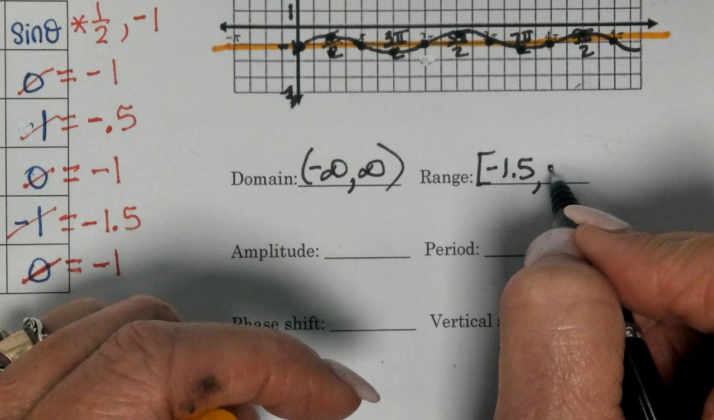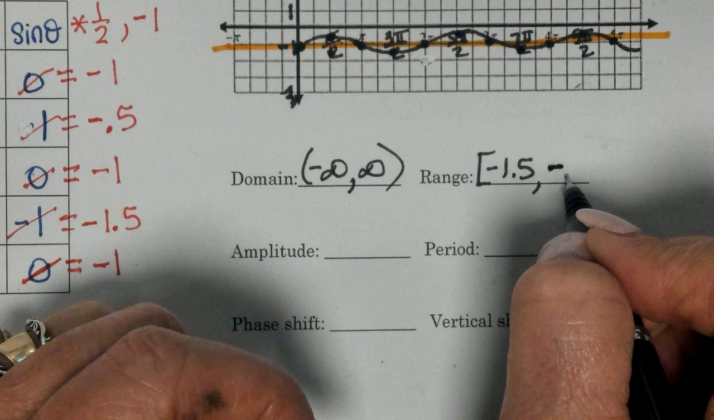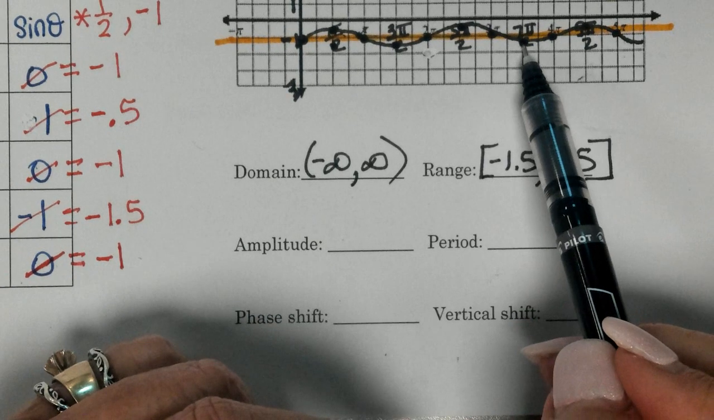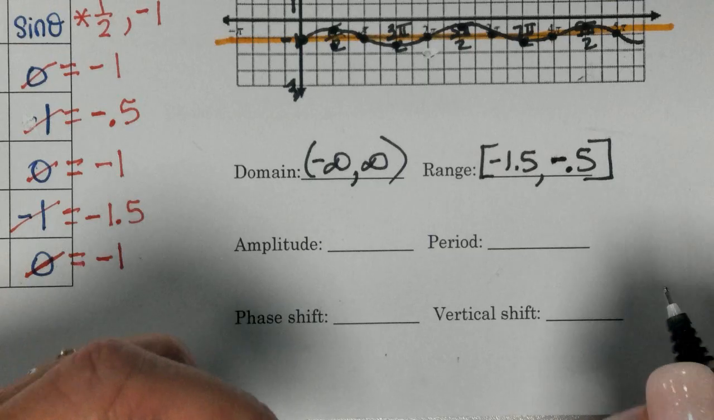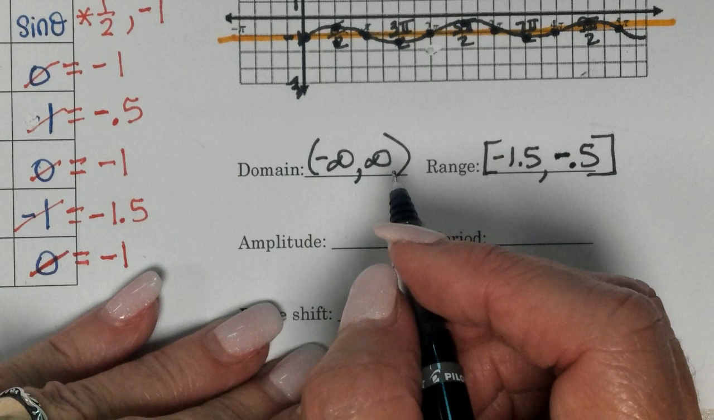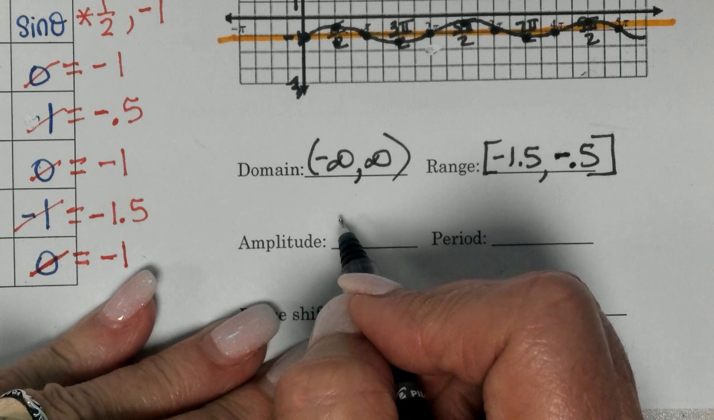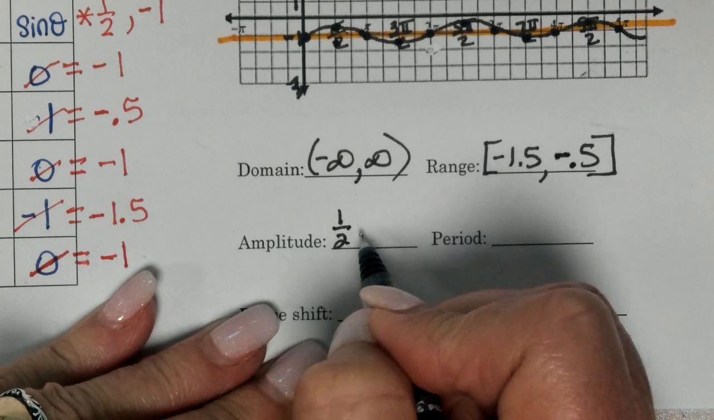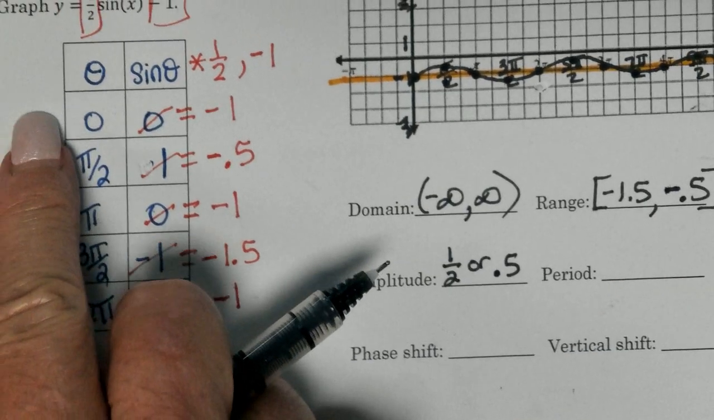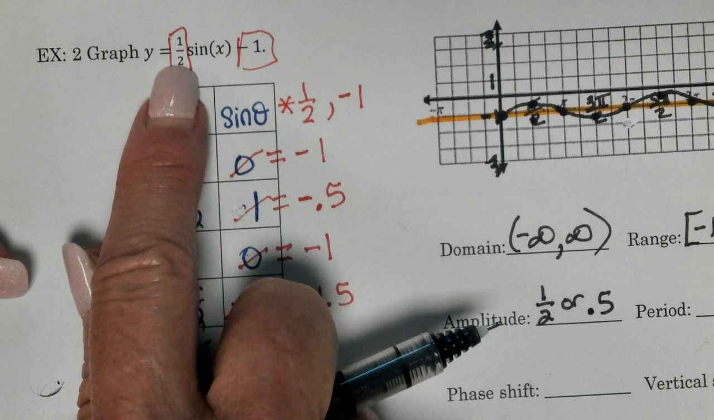Closer to 0, -0.5. There we go, -0.5. Lowest point, highest point. And our amplitude now is just how much? 1/2, and you can put 1/2 or 0.5. I do not care. And remember, we get that from our equation right here. This is our amplitude.